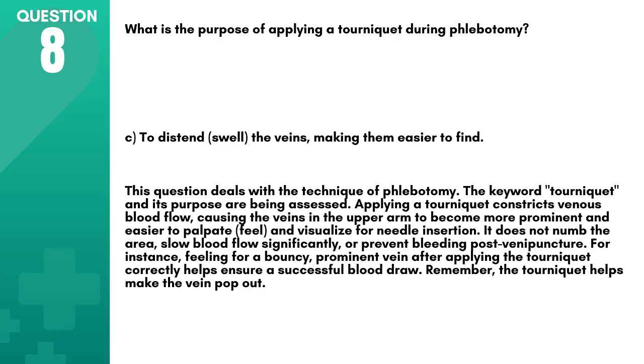It does not numb the area, slow blood flow significantly, or prevent bleeding post-venipuncture. For instance, feeling for a bouncy, prominent vein after applying the tourniquet correctly helps ensure a successful blood draw. Remember, the tourniquet helps make the vein pop out.